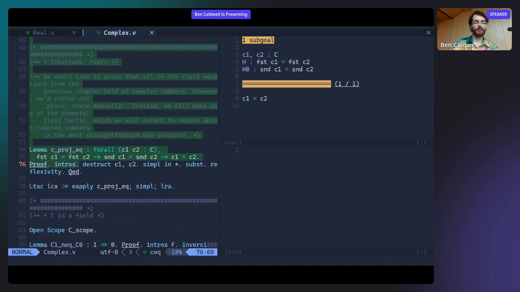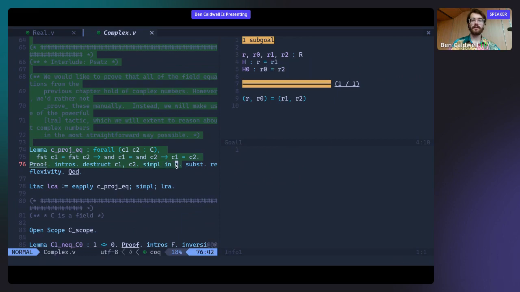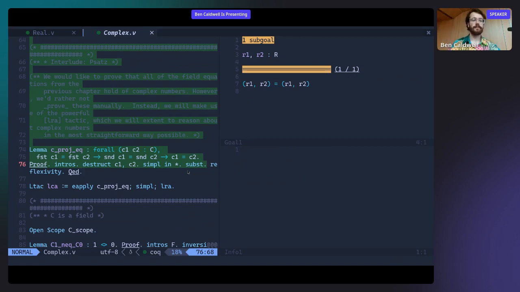Running through, we want to project equality for these complex numbers back down to the reals. So all we say is, if the first part of our pair is equal and the second part of our pair is equal as real numbers, we should be able to say that the complex numbers themselves are equal. So we do some simple destructions. We simplify these two hypotheses to do this computation for first and second. And now we have R is equal to R1, R0 is equal to R2. We can substitute them in, and we're done.